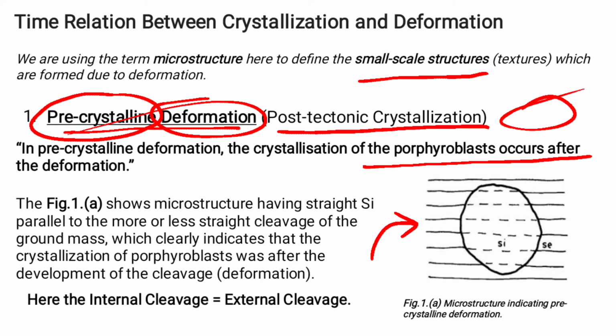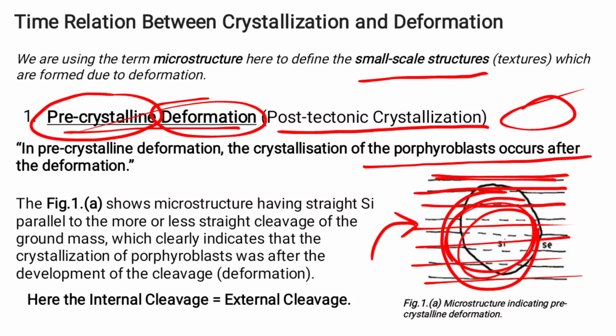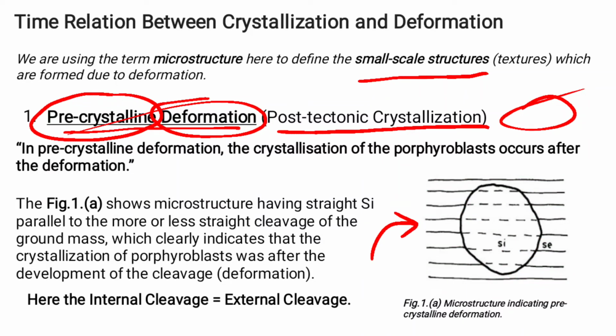In pre-crystalline deformation, which can also be called post-tectonic, the crystallization of porphyroblast occurs after the deformation. See, this shows a microstructure having straight Si, parallel to the more or less straight cleavage of the groundmass, which clearly indicates that the crystallization of porphyroblast was after the development of the cleavage. Here the internal cleavage is equal to the external cleavage. So deformation occurs first, after that crystallization occurs.